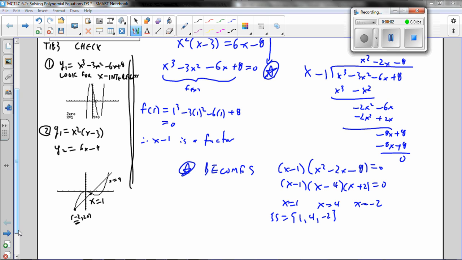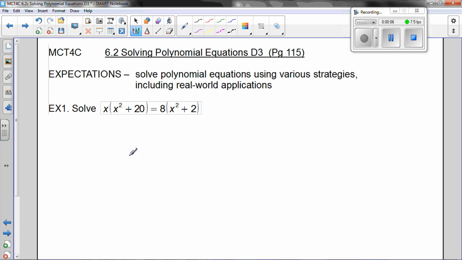All right, part two, day 57, I think we're on. There's the expectations, same first sentence, and then including real world applications.